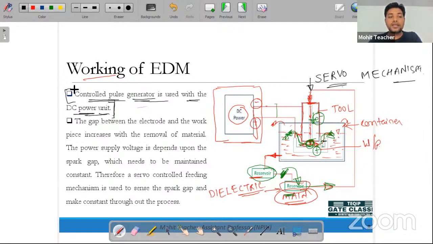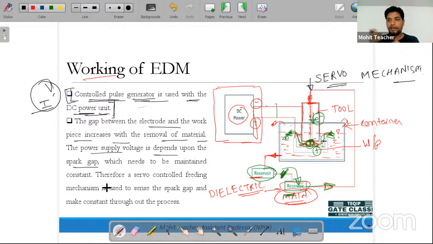How this controlled pulse generator will affect the voltage and the current, we will see tomorrow. Now one more thing: the gap between the electrode and the workpiece increases with removal of the material. As I said, we have to use the servo mechanism. The power supply voltage depends upon the spark gap only. That is also the main thing: if your gap increases, then the spark voltage that you are using through the power supply becomes an issue, which needs to be maintained constant. So you have to maintain the spark gap constant. Therefore a servo controlled feeding mechanism is used to sense the spark gap and keep it constant throughout the process.